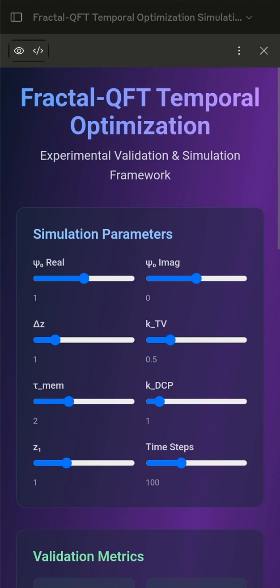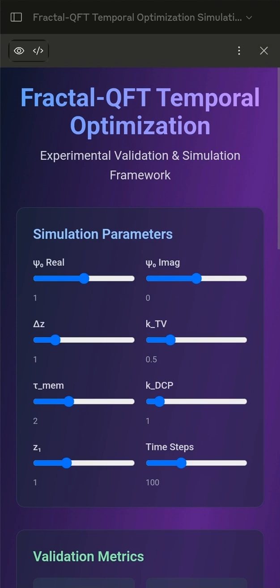And all of these calculations feed into the main event, evolve_wave_function. Precisely. evolve_wave_function is where the rubber meets the road for the wave function's journey. It takes the current state, the real and imaginary parts of the wave function, those spatial parameters, Z1 and Z2. Remember, Z2 is just Z1 plus delta Z. Got it. The coefficients K_TV and T_omega, the step size delta T, and the current time T.